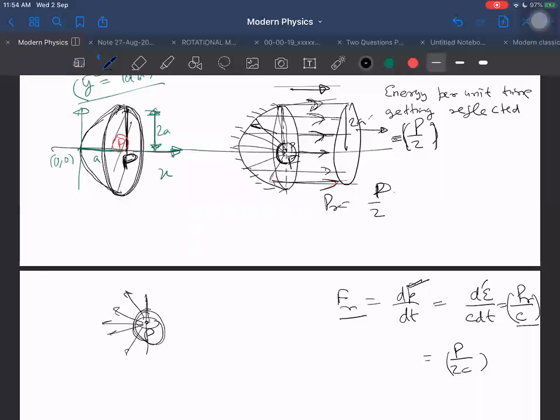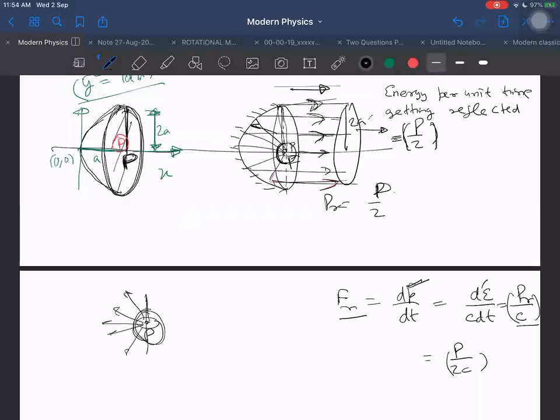If you are able to find that, then we can get the answer quickly. Nothing is left after that, because once we know the momentum carried per unit time along the minus x-axis, that will be the force due to the incident part. The net force will be the force due to the incident part plus the force due to the reflected part.